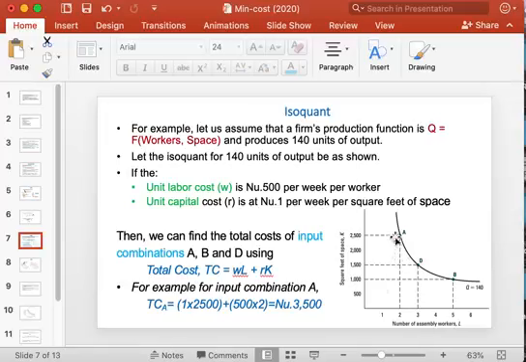Please remember, like in the case of isocost line, isoquant also will increase in the northeast direction. If the output quantity is 200, then it will be here above, not below. Please remember that.